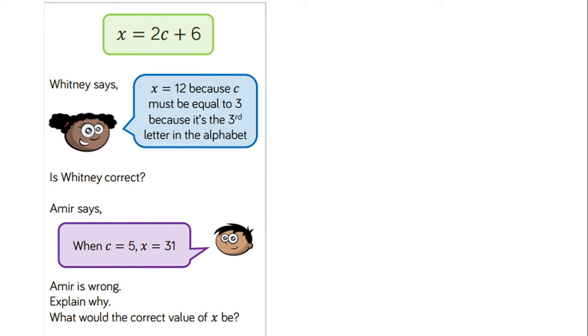So, x equals 2c plus 6. Well, Whitney says x must equal 12 because c must be equal to 3, because it's the third letter in the alphabet. Is Whitney correct? Have a little think about that and pause the video. Okay, so is Whitney correct? Well, no. C doesn't mean it's 3 because it's the third letter of the alphabet. C can actually stand for any number or any value. So she's incorrect.